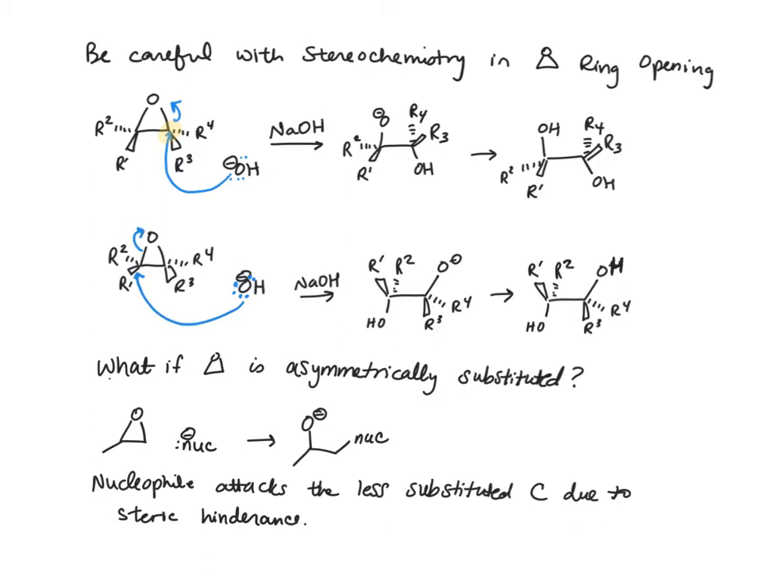We get an inversion of stereochemistry at that leftmost carbon atom. Now let's ask a question. What happens if the epoxide is asymmetrically substituted? Here we've got a methyl group on one side and protons on the other, and we wonder what the nucleophile is going to do. The nucleophile is going to attack the less substituted carbon when it opens the ring.